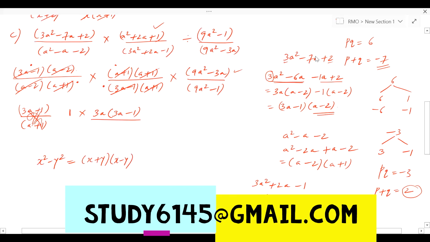Perfect. Okay, so what would be 9a square? Pay attention. Instead of 9a square, see what I am writing. Can I write like this? 3a the whole square minus 1 the whole square. 9a square is 3 square is 9 and a square is a square. Correct? Yes. So what would be the next step then?